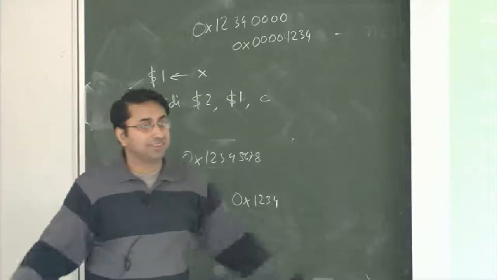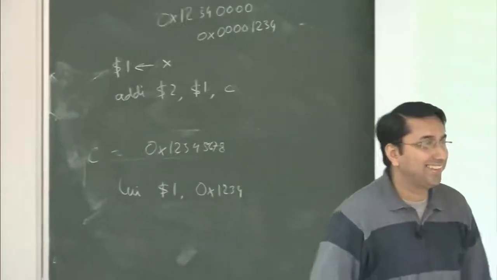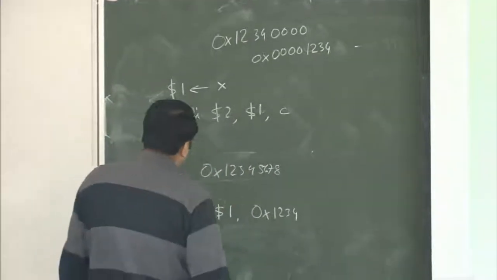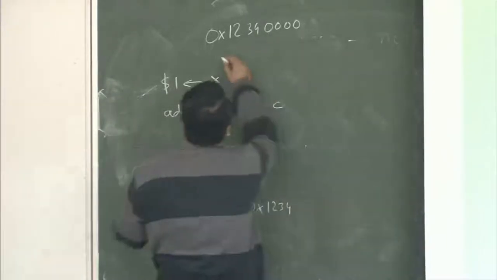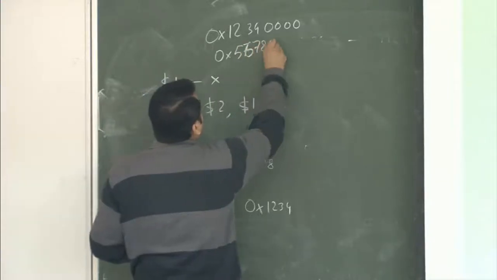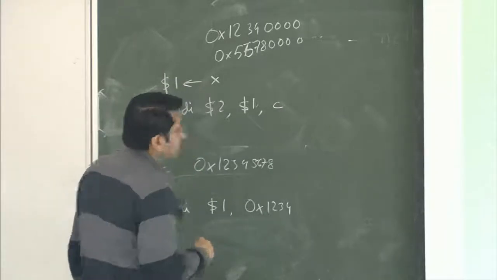We do two shifts, first left and then right. You load 5, 6, 7, 8 in another register, a different register, LUI dollar 2, 5, 6, 7, 8. That will give you 5, 6, 7, 8. Then you shift this 5, 6, 7, 8 by 16 bits. Okay, and then you do a logical OR.